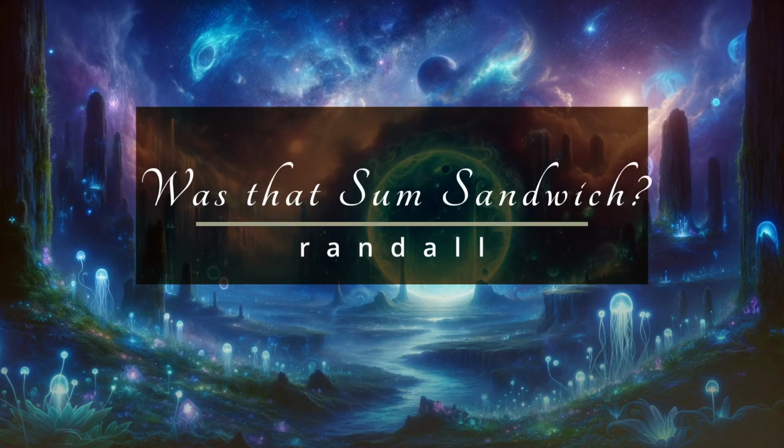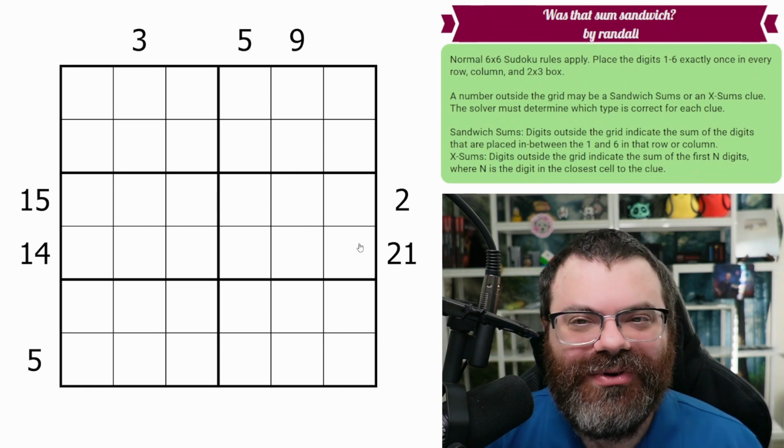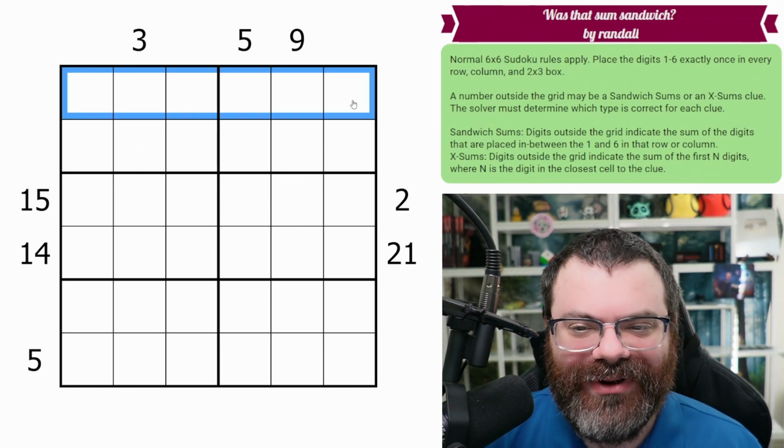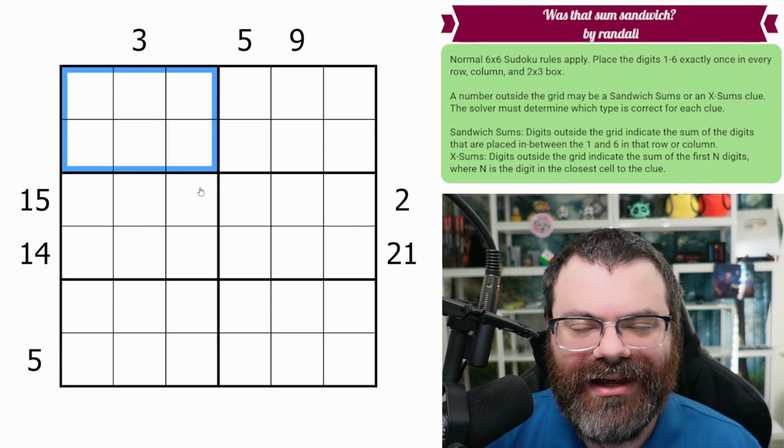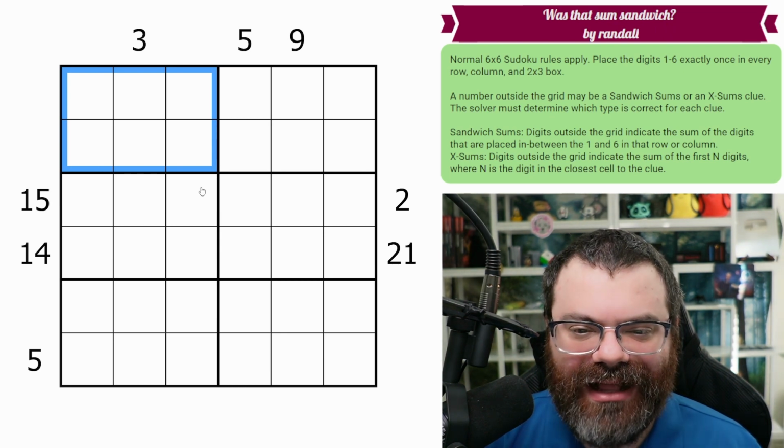Hello, let's continue our Sudoku adventure with "Was That Some Sandwich?" by Randall. So we have normal 6x6 Sudoku rules, which means in every row, every column, and every 2x3 box, we are placing the digits 1 to 6 exactly once each.